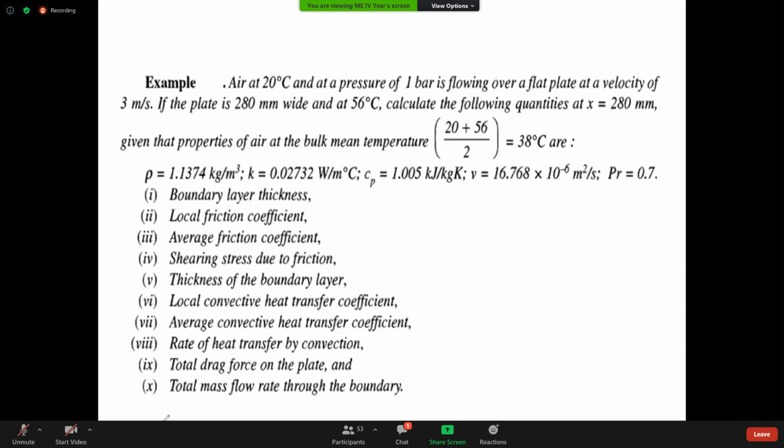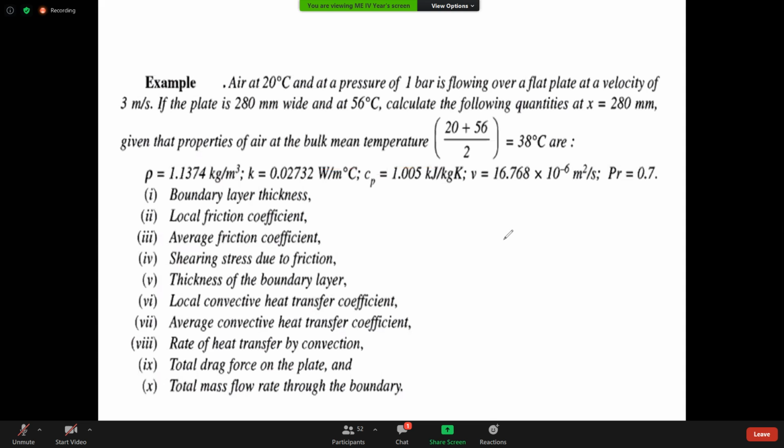Listen very carefully, because if you understand this problem, you can do any type of problem. Keep in mind that these properties will not be given in the problem. So now we enter the problem.